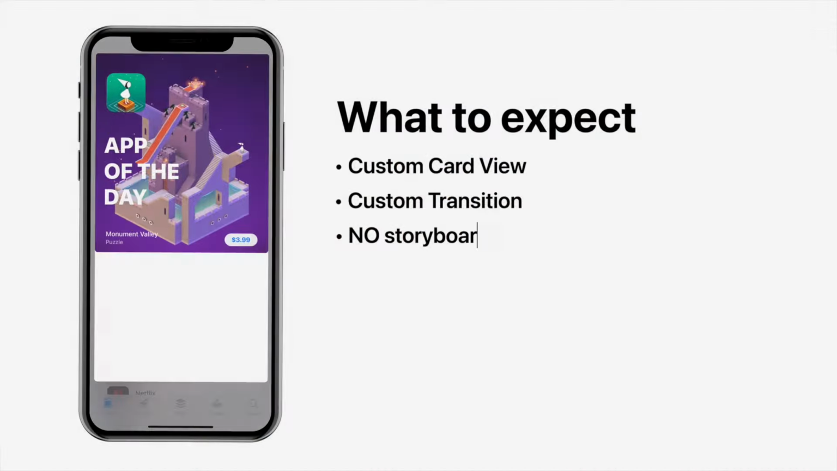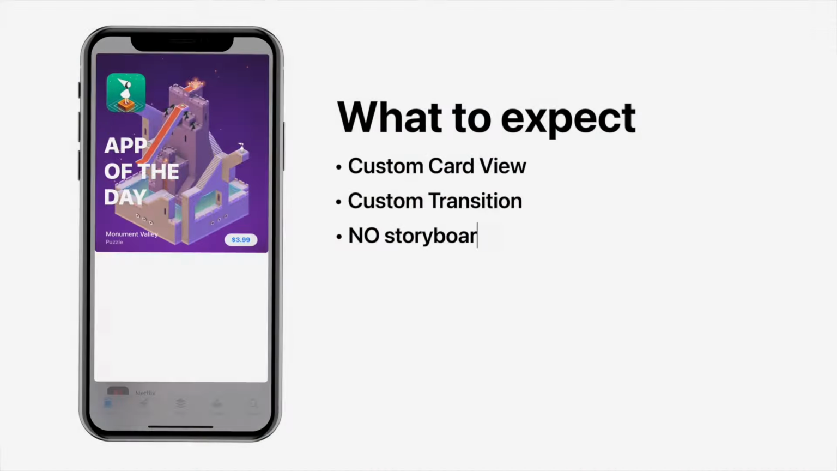Now let's have a look at the card view. There are three types of card views: the app of the day, the app article, and the app collection. The app of the day card view is composed of a container view to hold all the other views, a background image, a featured title label for app of the day, a shadow view to give our card a very nice effect, and an app view which we'll take a closer look at in a moment.